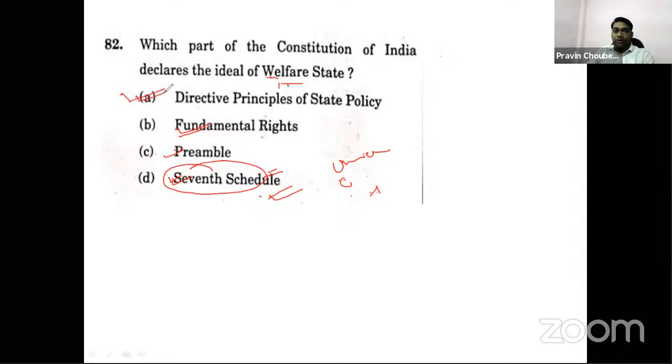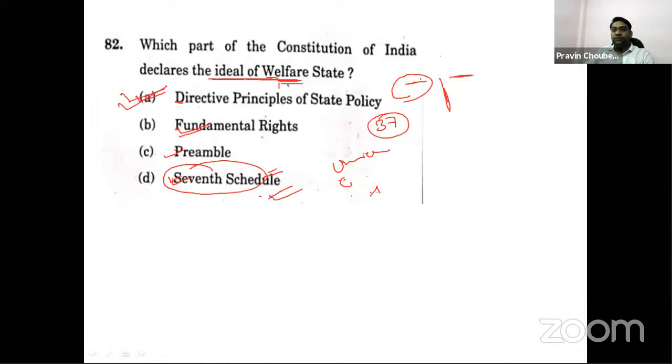principle of state policy. So when you read the difference between fundamental right and directive principle of state policy, directive principle of state policy, like Article 37, talks about being fundamental in the governance of the country, and the government should make law while considering the directive principle of state policy. Okay, so the directive principle of state policy is the ideal that the welfare state talks about. So A will be the correct answer.